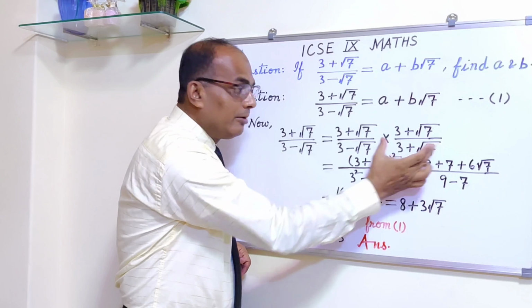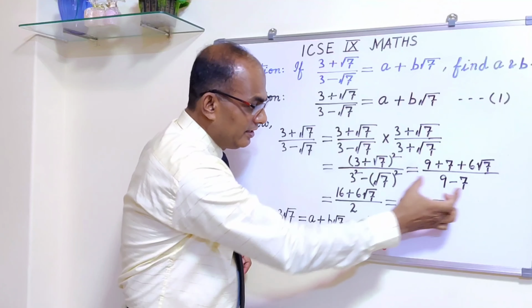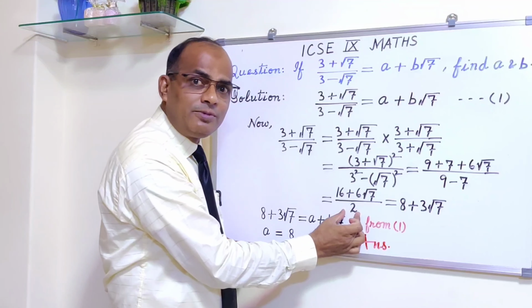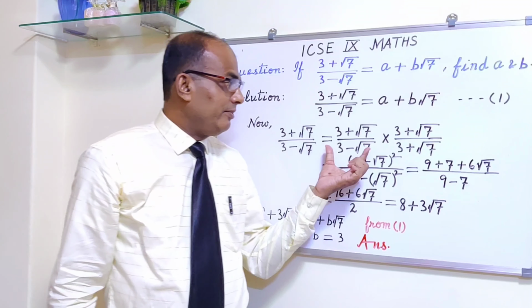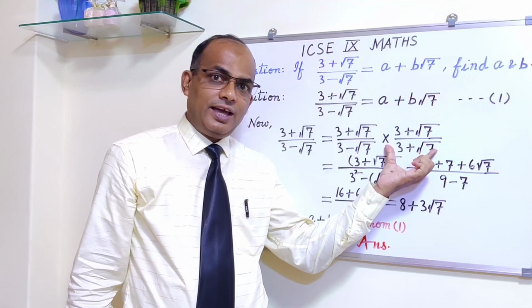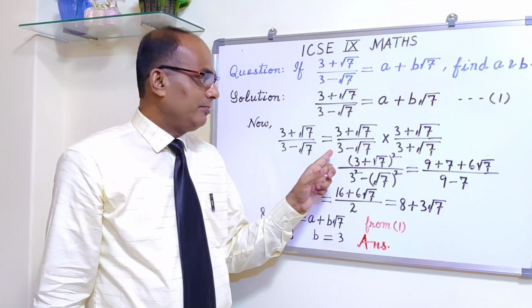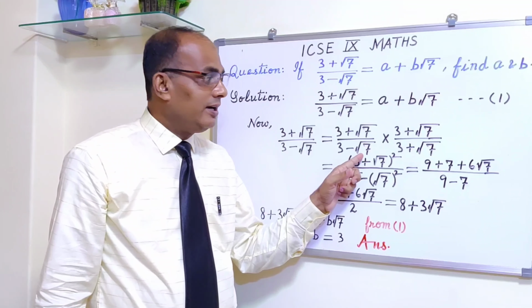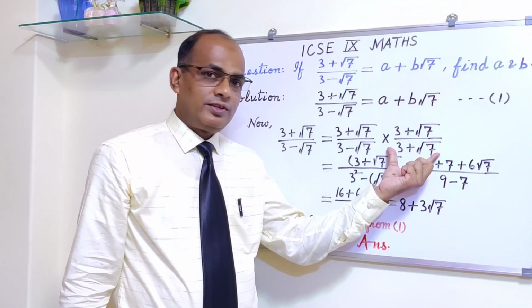Do you know why? Because when you multiply these two, you are getting this 2, which is a rational number. So because you are multiplying 3 minus root 7 by 3 plus root 7, and you are getting 2, which is a rational number, that is why we call 3 plus root 7 the rationalizing factor of 3 minus root 7. Similarly, 3 minus root 7 is the rationalizing factor of 3 plus root 7.